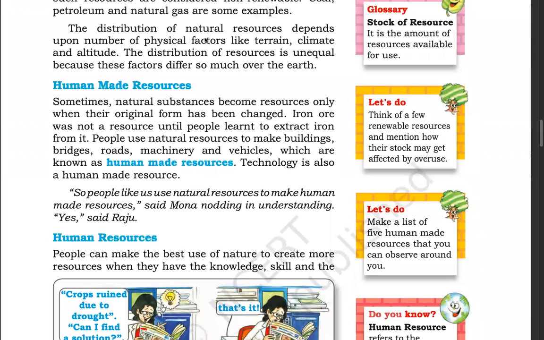Now, the last topic of today is human made resources. Sometimes natural substances become resources only when their original form has been changed. Iron ore was not a resource until people learned to extract iron from it. The iron ores were not of use, but after people got to know that we can extract iron from iron ore, people started doing it.